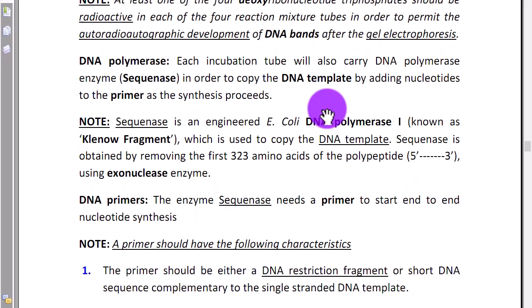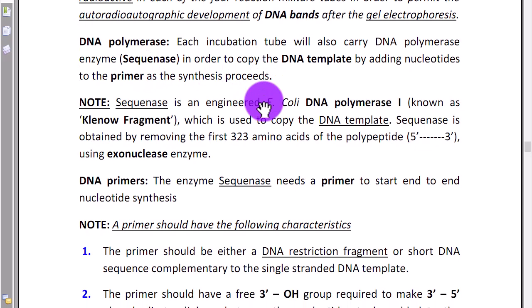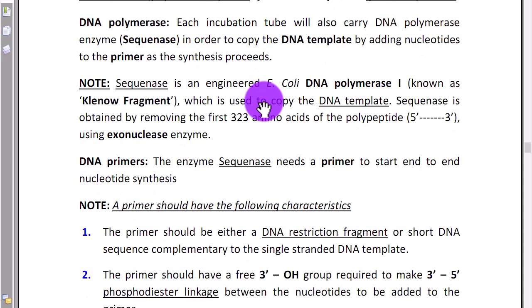DNA polymerase: each incubation tube will also carry the DNA polymerase enzyme Sequenase in order to copy the DNA template by adding nucleotides to the primer in the synthesis process.